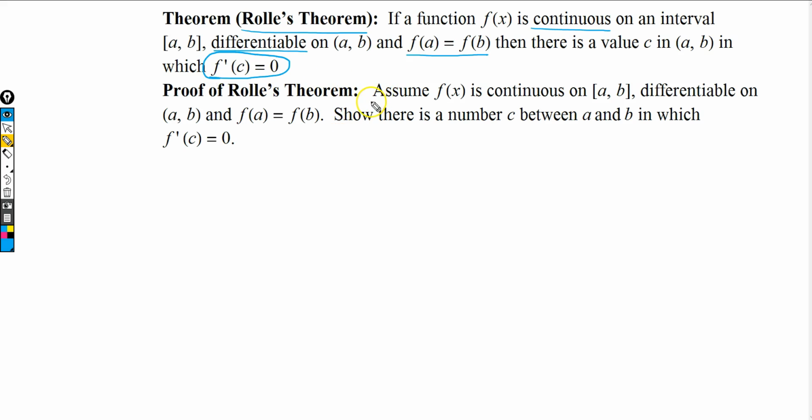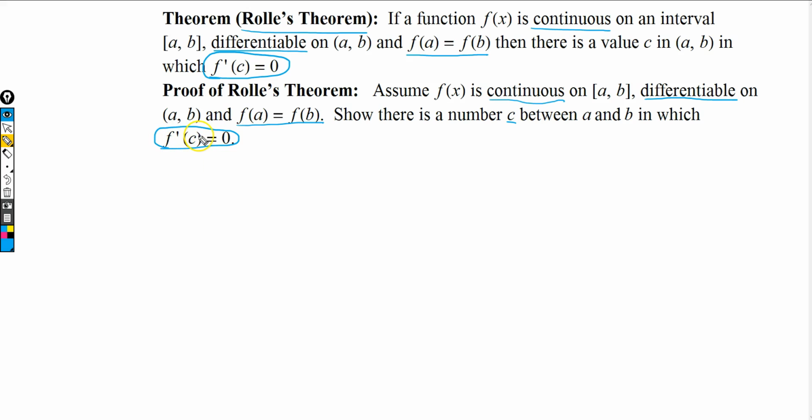So we want to prove this theorem. We will assume that the conditions hold. We'll assume f of x is continuous, it is differentiable, and f of a equals f of b. And then we want to show that there is a number c between a and b in which f prime of c is equal to 0.